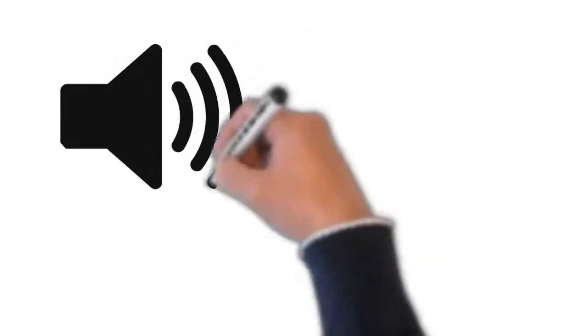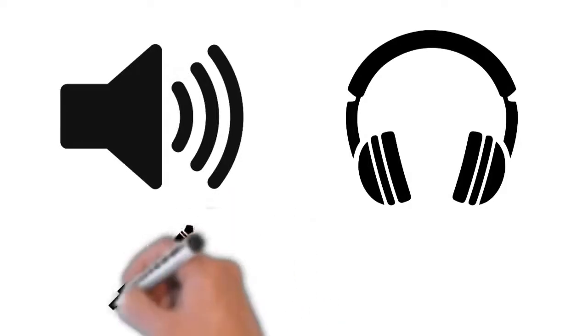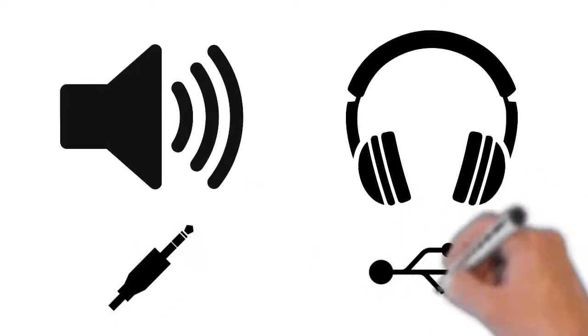Speakers and headphones are output devices, which means they send information from the computer to the user. In this case, they allow you to hear sound and music. Depending on the model, they may connect to the audio port or the USB port. Some monitors also have built-in speakers.